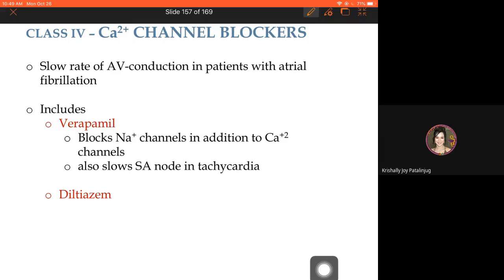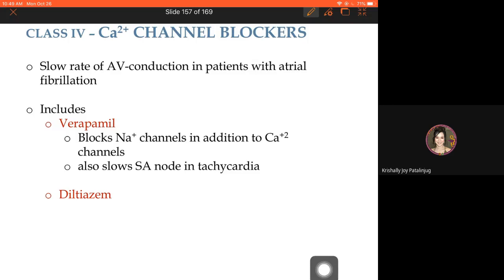What are they targeting? Is it automaticity or re-entry? Do they target depolarization or repolarization? Do they delay, shorten, or prolong? The actions of the antiarrhythmics really revolve around these. Okay? Then finally, we have class 4.